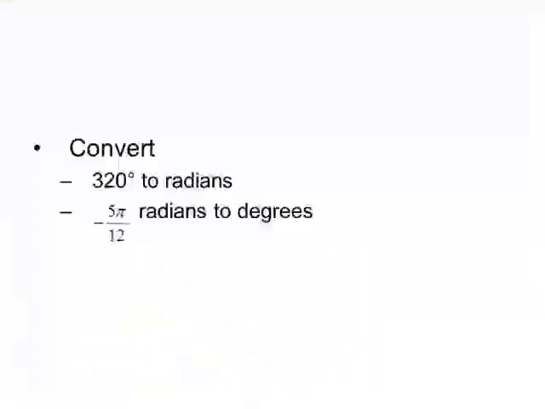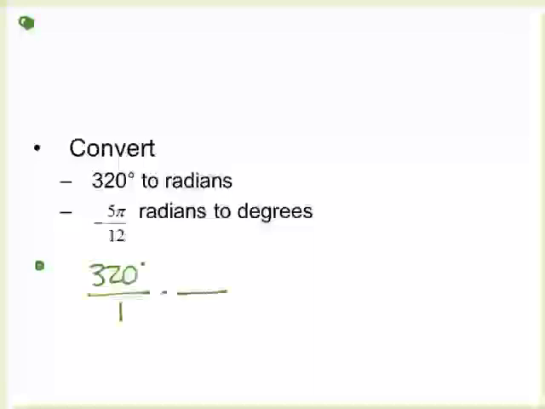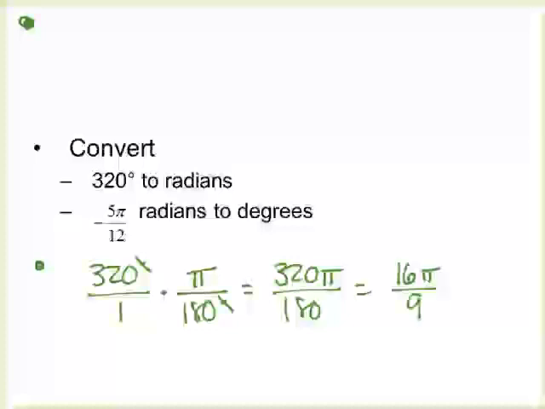Go ahead and try the last two examples. What was the answer to that one? Negative 20. First one, I set it up as 320 degrees over 1, making it a fraction. Put what I'm given on the bottom, so 180 degrees goes on the bottom, which puts pi on the top. Cancel the degrees, gives 320 pi over 180, and reduce that fraction down to 16 pi over 9.